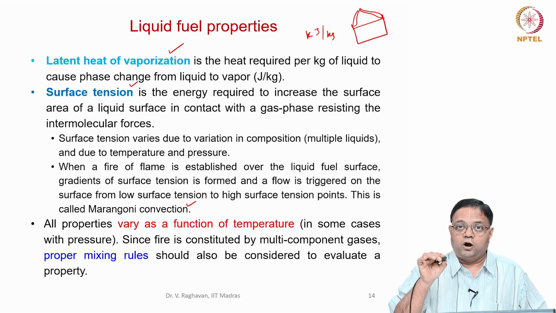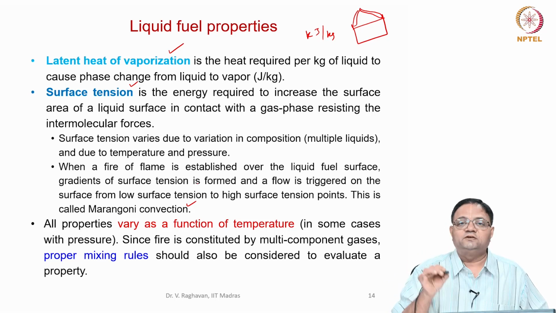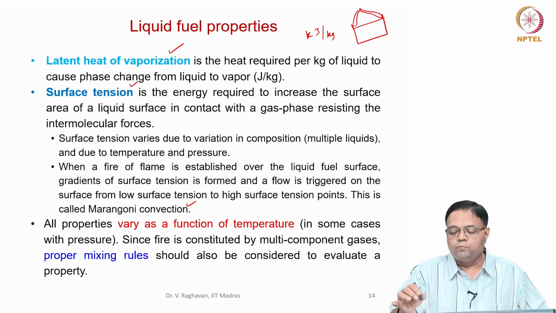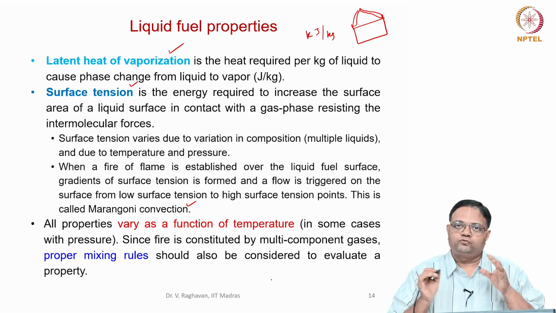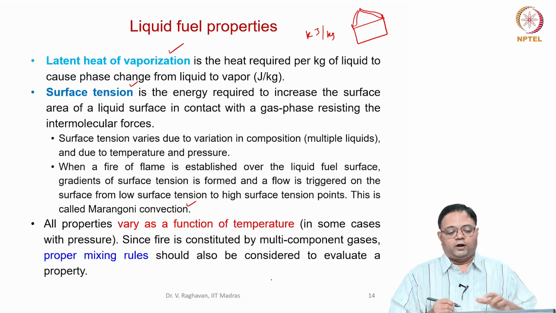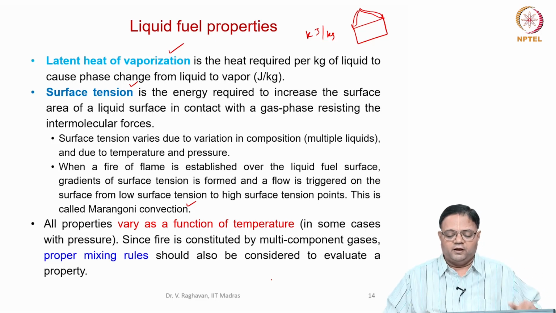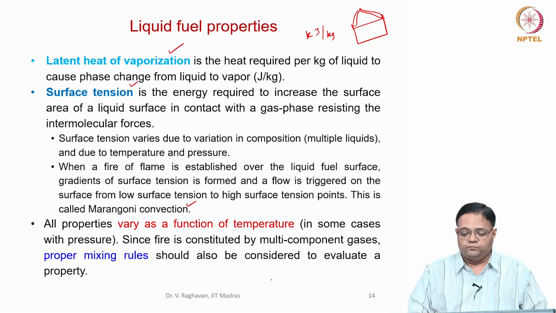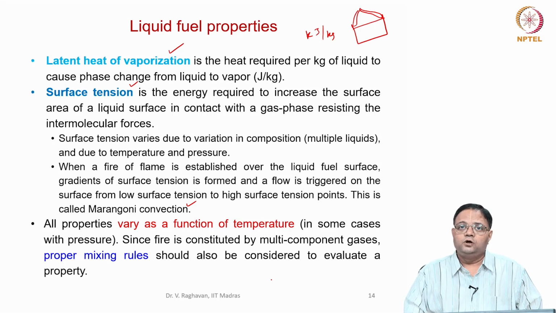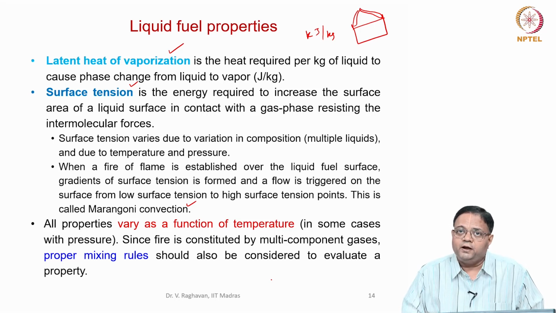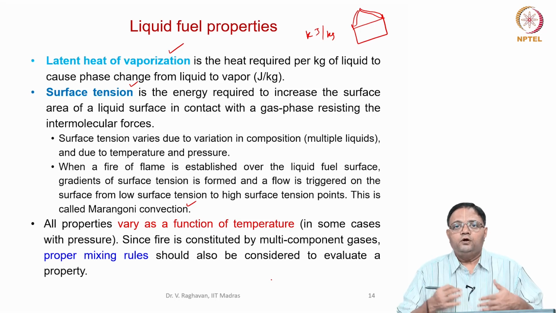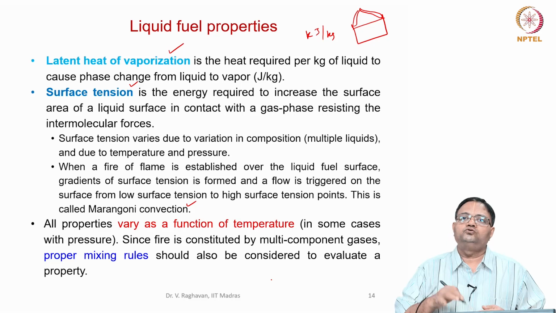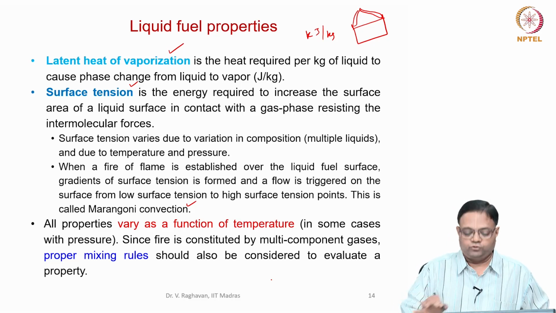So in the context of burning, surface tension aids in Marangoni convection for liquid pool burning. So that is one of the properties. In case of formation of droplets also, surface tension is very important. Now, all these properties vary as a function of temperature and in some cases with pressure. So there should be proper tests and analysis which will give you correlations, etc., to understand how the variation of these properties occurs with temperature and use that to analyze the particular situation.